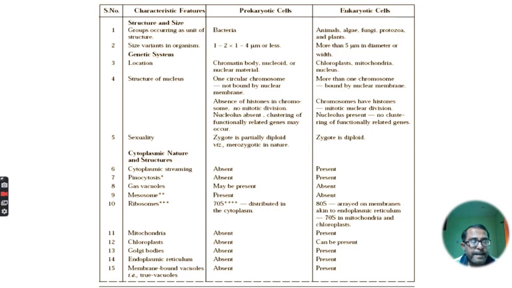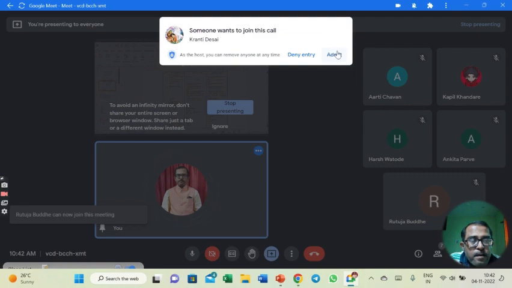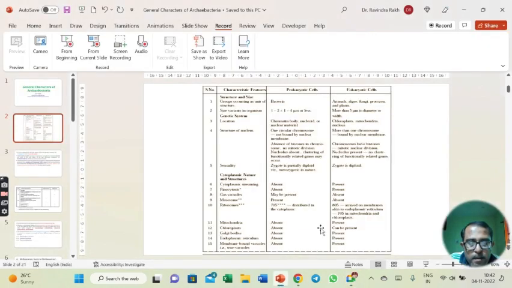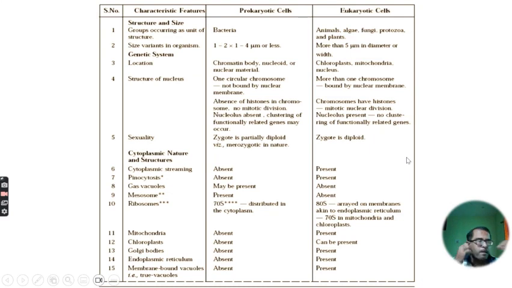You may observe presence of gas vacuoles. The gas vacuoles are absent in eukaryotic cell, but they are present in prokaryotic cells. Mesosome, which is a major structure present primarily in prokaryotic cell, is absent in the eukaryotic cell.